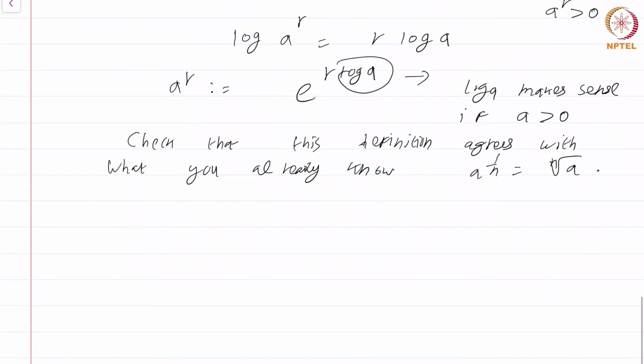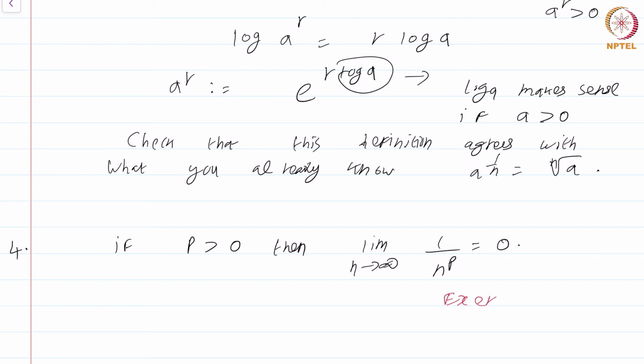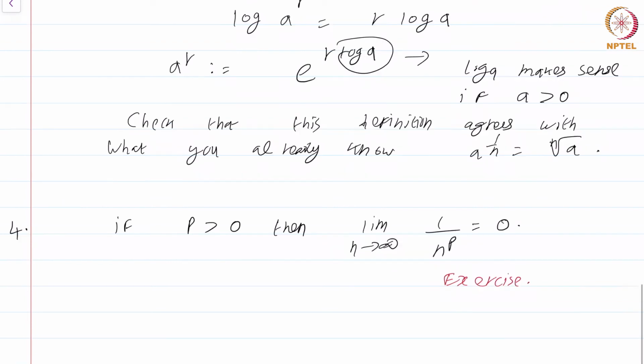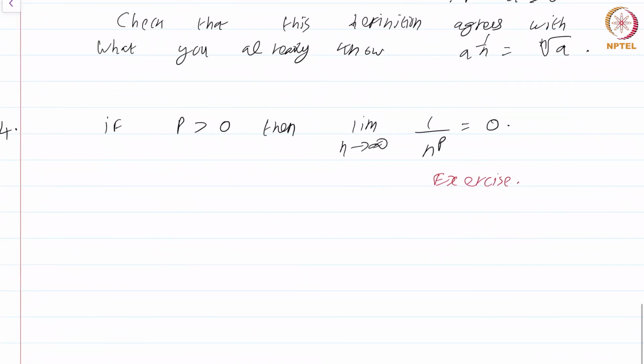So now let me give some more examples of special sequences. This is example number 4, I believe. If p is greater than 0, then the limit as n goes to infinity of (1 by n) power p is equal to 0. I'm going to leave this as an exercise for you. This is not at all hard. We have already seen what happens when p is 1 and when p is 2. Similar remarks apply even for p being any real number greater than 0. So that's one more example that I want you to do as an exercise.